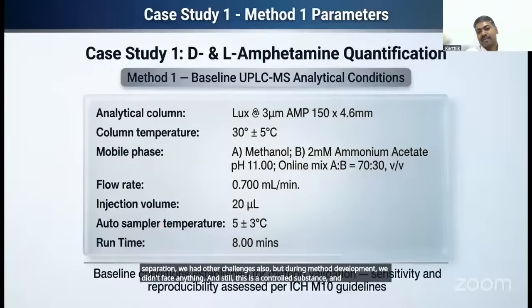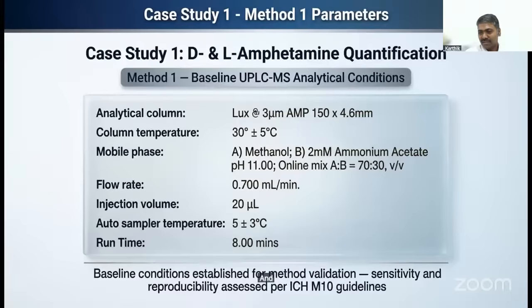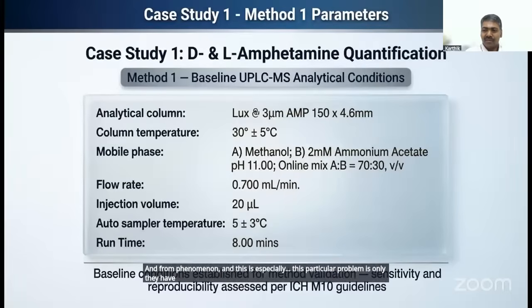First, these are the initial conditions we used for the quantification of DL-amphetamine. The column we used is a Lux 3 micron column, 150 mm by 4.6, from Phenomenex. This particular column is made especially for amphetamine separations. They have said that for amphetamine this column gives good resolution.